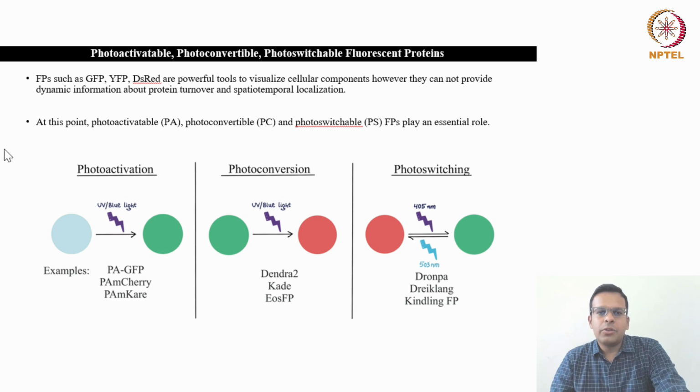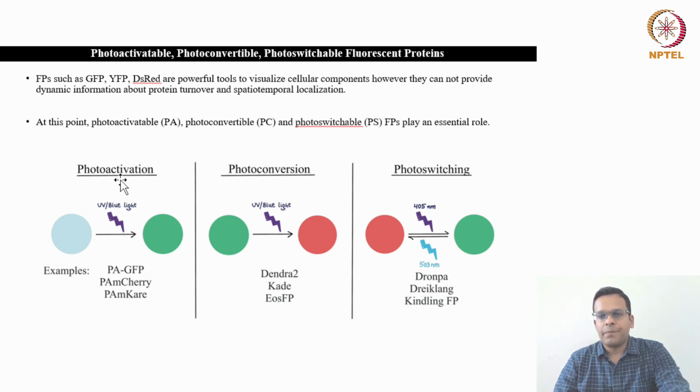Now we'll see some more advanced versions of the fluorescent proteins. These fluorescent proteins, such as the colors that we saw in the previous slide, GFP, YFP, DsRed, are powerful tools to visualize the cellular components. However, they cannot provide the dynamic information about protein turnover and spatiotemporal localization. So to study the protein dynamics, these new versions of fluorescent proteins were developed, which are known as photoactivatable fluorescent proteins, photoconvertible fluorescent proteins, and photoswitchable fluorescent proteins.